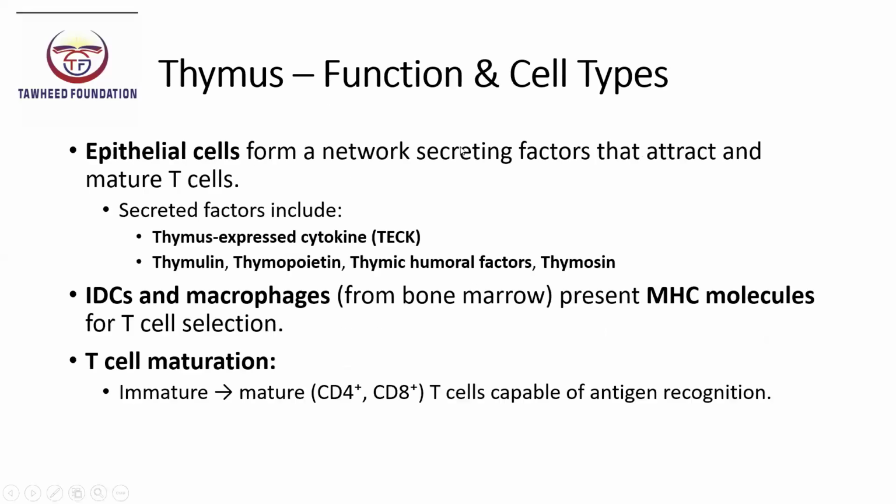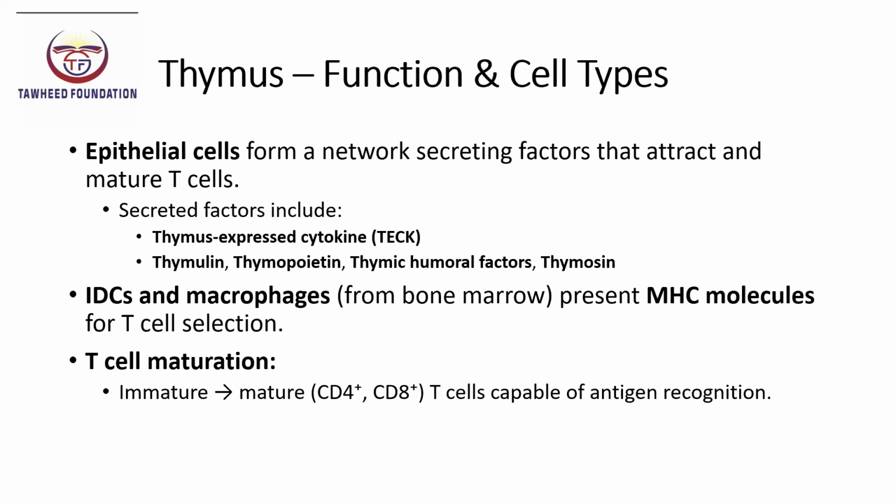Next is thymus function and cell types. The thymus functions as the central organ for T cell maturation and selection. The epithelial cells form an intricate network that secretes several thymic hormones and cytokines such as thymulin, thymopoietin, and thymosin. So thymulin, thymopoietin, thymosin, and thymus expressed chemokine, that is TECK, attract and guide precursor T cells to mature.